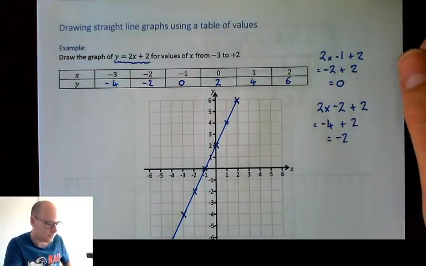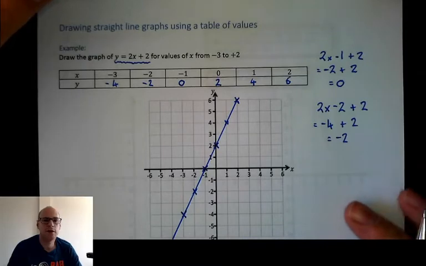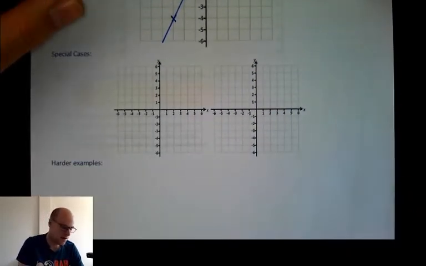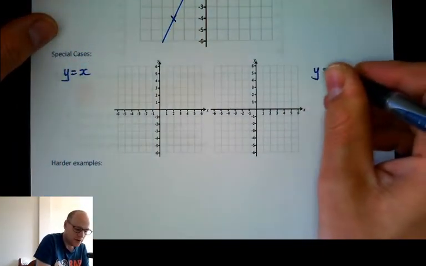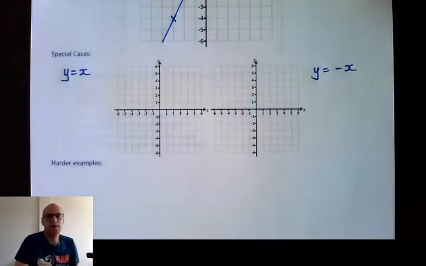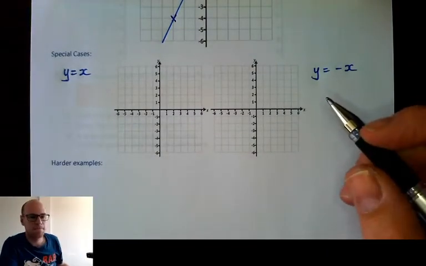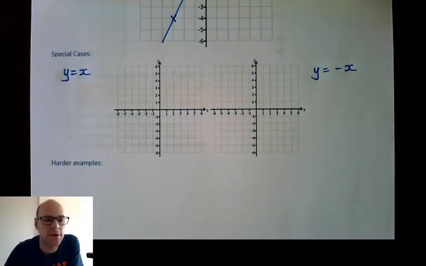Okay? What we're going to do next is have a look at a couple of special cases, a couple of special graphs, and they are y equals x and y equals minus x. These are obviously a little bit simpler, and we need to learn what this looks like. And I reckon this is easy enough that you can do it without a table of values.